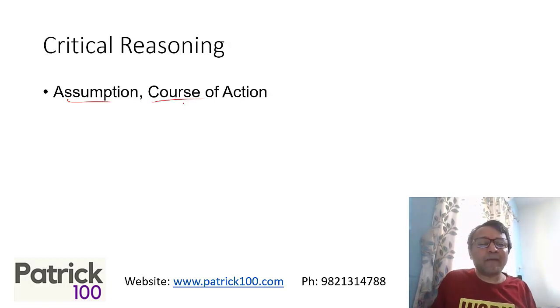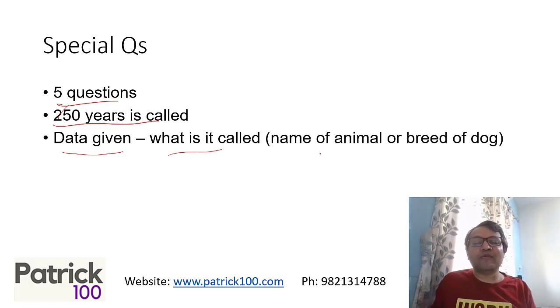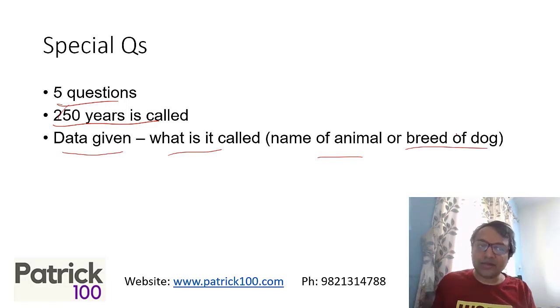Normal assumption, cause of action. They were comparatively easy, single line, and could be solved. Not difficult in this particular case. Apart from that, there were some special questions, 5 questions that were more fact based or GK based. For example, 250 years is called what? Then some data is given and you have to name it, like the name of an animal or breed of dog. These are questions where your knowledge is required to answer.